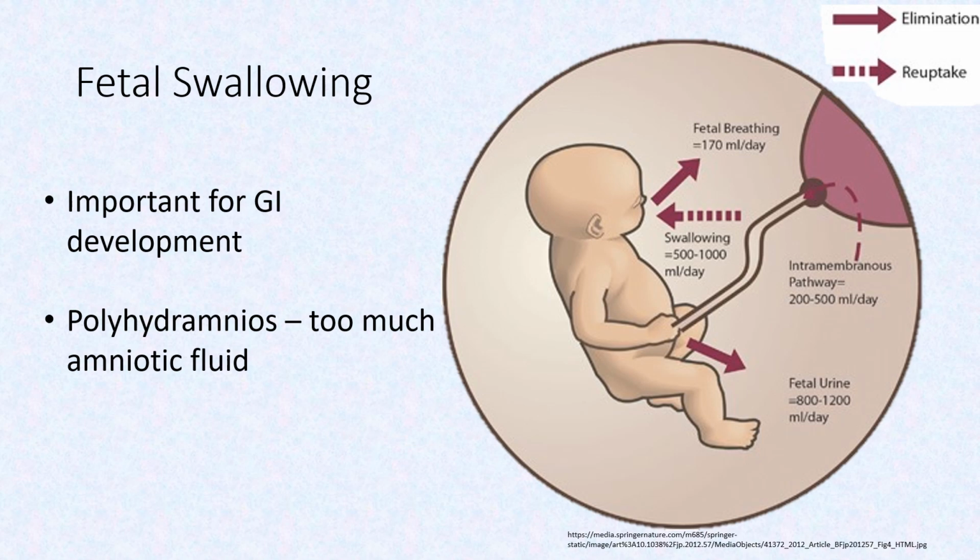Respirations, swallowing, and urination are the main routes of exchange between the fetus and amniotic fluid to maintain the fluid balance. Fetal reabsorption of amniotic fluid occurs primarily by fetal swallowing of amniotic fluid and by intramembranous absorption to a lesser degree. Fetal swallowing represents the major route of amniotic fluid reabsorption during intrauterine life and plays an important role in gastrointestinal development.